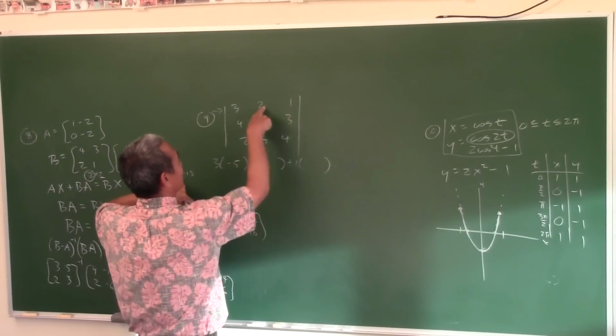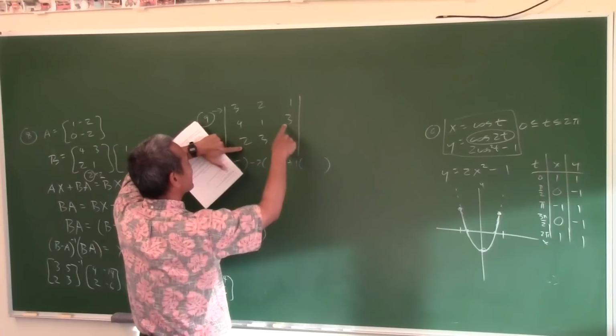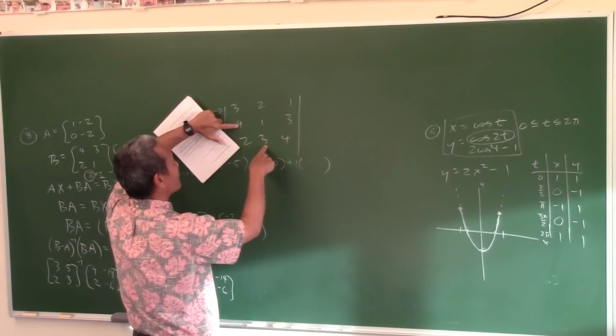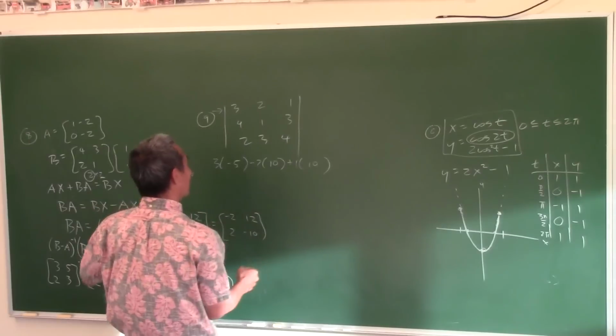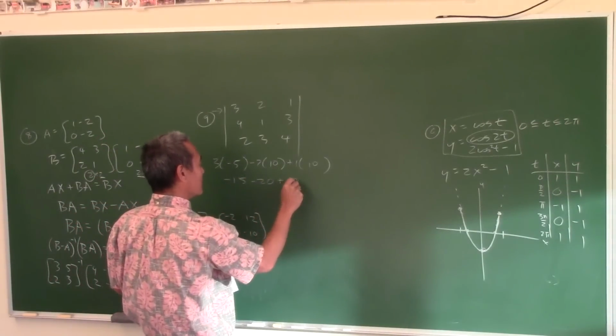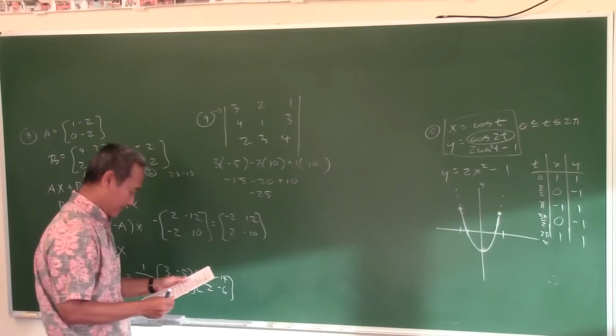Go cross out this row and column. So you're going to get 16 minus 6, which is 10. And then for this one, cross out the row and column. You get 12 minus 2, which is 10. And then you just compute these numbers. Negative 15 minus 20 plus 10. So what is that? Negative 35 plus 10, negative 25. That's an easy one.